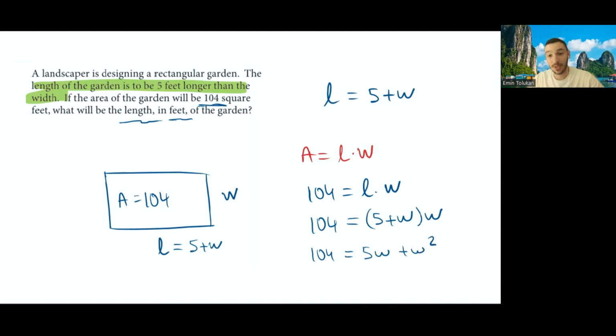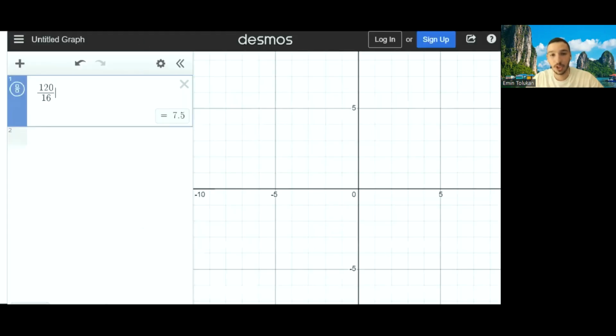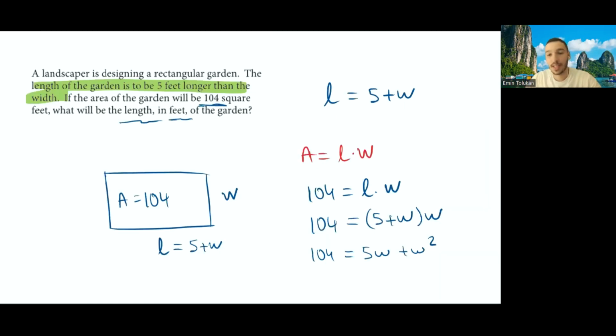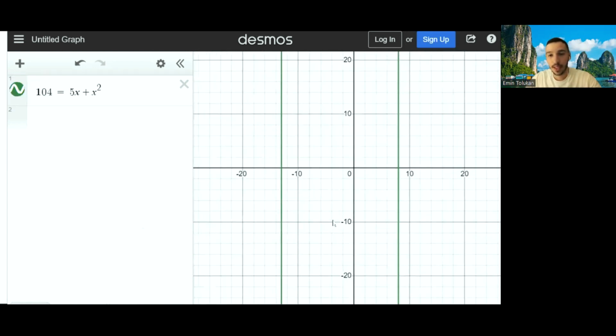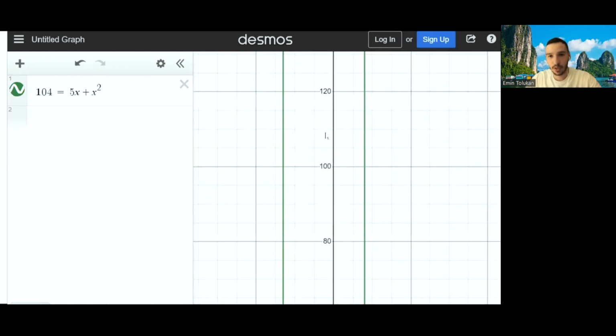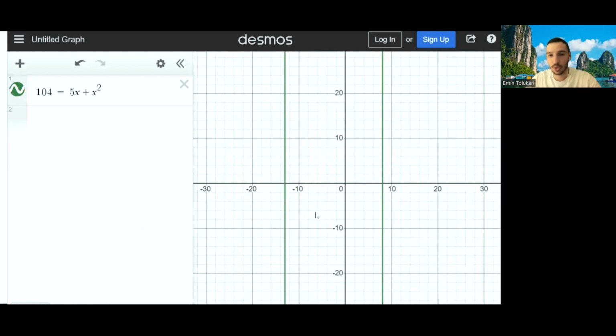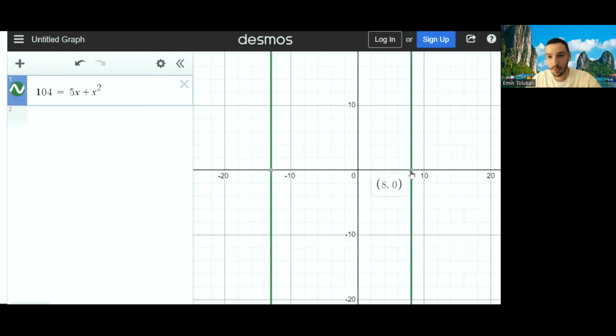So this is a quadratic equation. If I want to find W, I have to solve this quadratic equation. How can I do it? Well, just plug it into Desmos. 104 is equal to 5x plus x squared. Again, Desmos calculator does not recognize W, does not recognize other variables. So instead of W, you can plug x. And you will see the quadratic equation right here. This is a quadratic equation. I'm not going to zoom out completely to see it, but this quadratic equation has two solutions. You can see it's passing the x-axis here at 8 and here at negative 13.